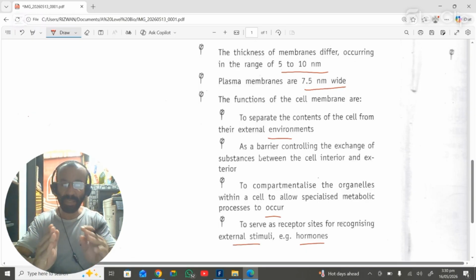The next important function is to compartmentalize the organelles within a cell to allow specialized metabolic processes to occur. So the cell membrane actually behaves like a controller and gives specialized places, or compartmentalizes the organelles, so that they can perform particular types of functions. For example, the metabolic process is mentioned here.